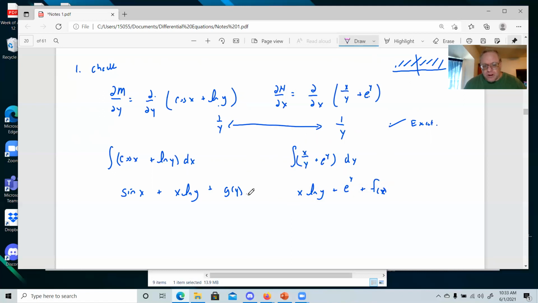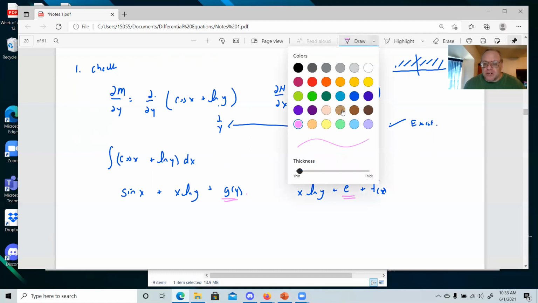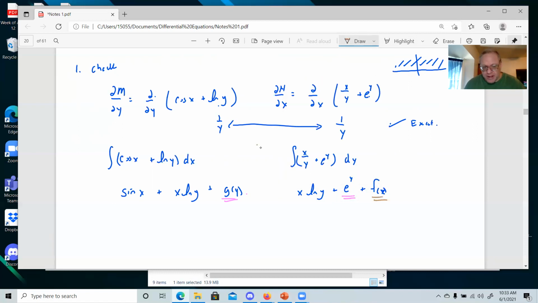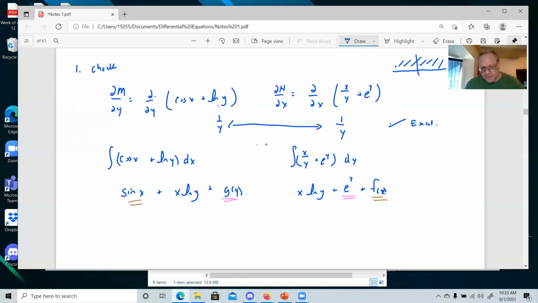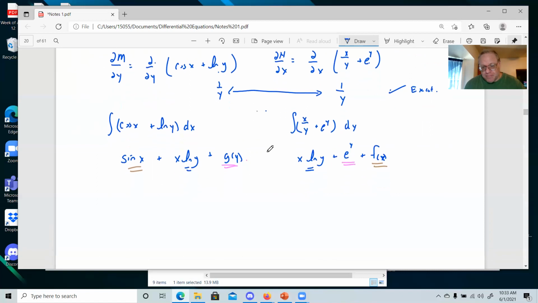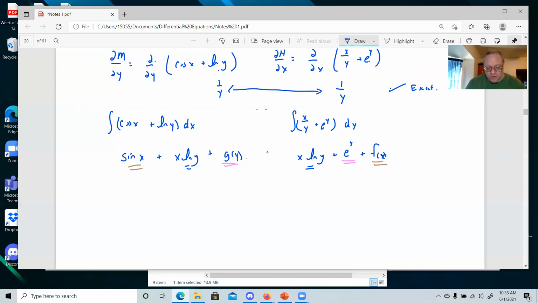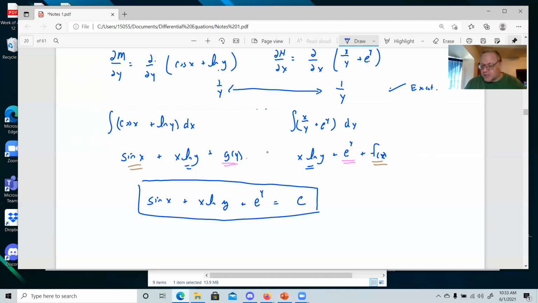So we need g of y. Can I find any functions with just y's in them? Yeah, sure can. And what about just functions with x's in them? Look here, we have x, we have sine x, and then we have a piece that matches, a piece that's common between them. You don't have to add them twice. We're just going to put the whole thing together. So we're going to have sine x plus x ln y plus e to the y equals some constant. And that's our solution for this exact differential equation.